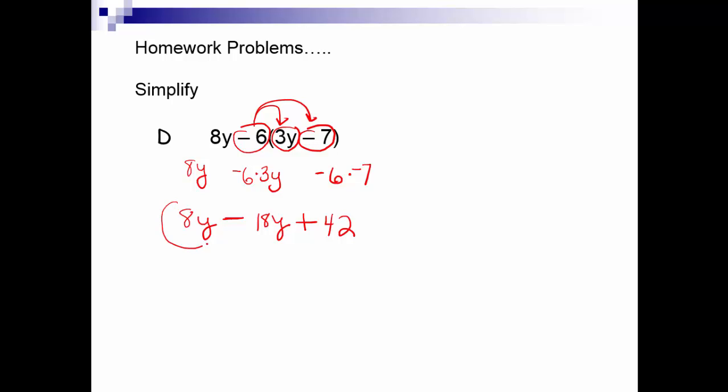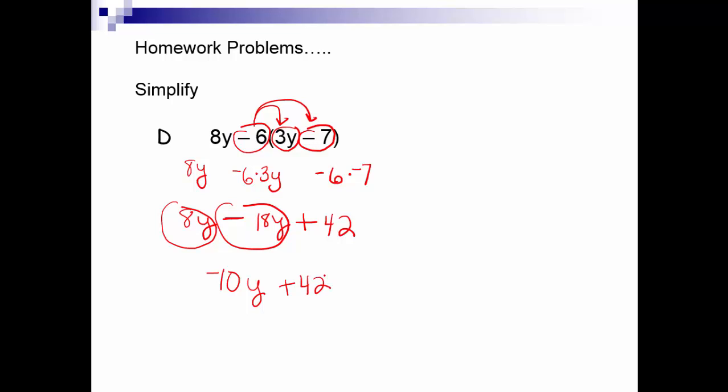So again, I'll circle the sign that goes with the number. I can combine the y's. Positive 8y minus 18y. Signs are different. I'll find the difference. What's the difference between 18 and 8? Well, that difference is 10. What do I have more of? I have more negatives, so that will be a negative 10y.